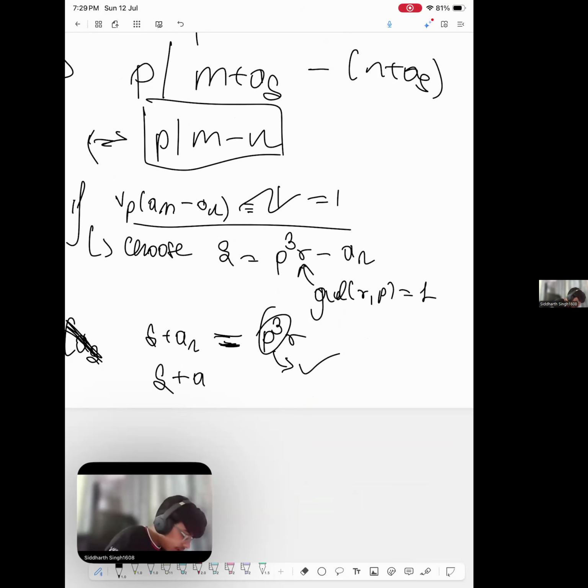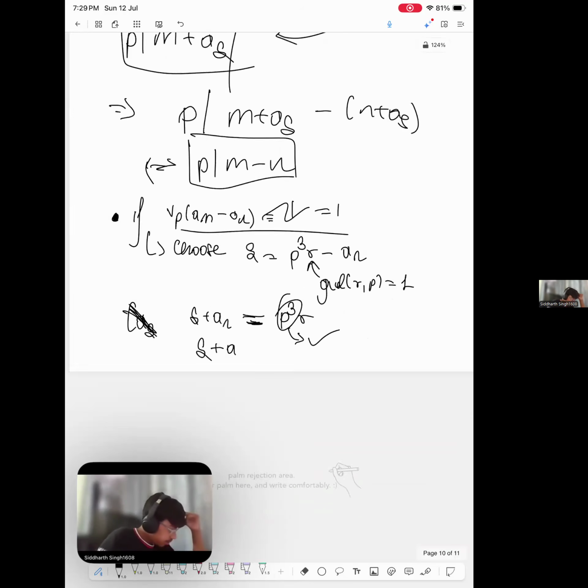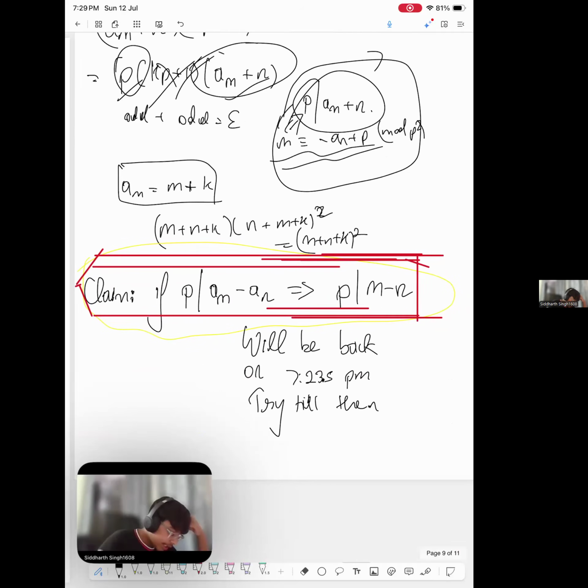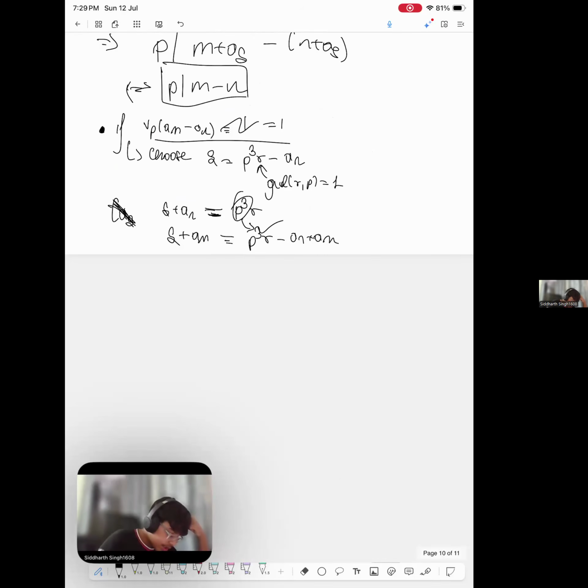And similarly, at S plus AM, notice that this is congruent to P cube R minus AN plus AM. But we already have that P divides AM minus AN. So this thing just vanishes because this is divisible by P, and the VP of this entire thing is just odd. Oh no, this does not really vanish, no. P cube R minus AN plus AM.